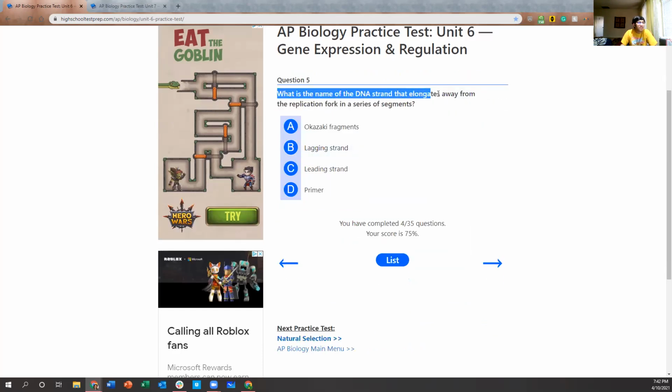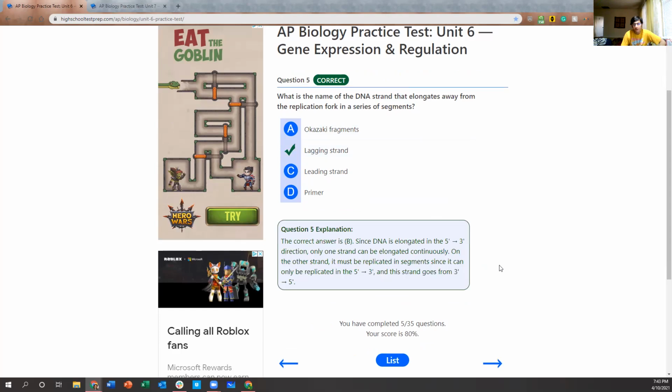What is the name of the DNA strand that elongates away from the replication fork in a series of segments? The segments are called Okazaki fragments, but this happens in the lagging strand, right? Because it's away from the replication fork. Remember, leading strand is towards the replication fork. This is the lagging strand. This won't be on our test. We did this on our last test.